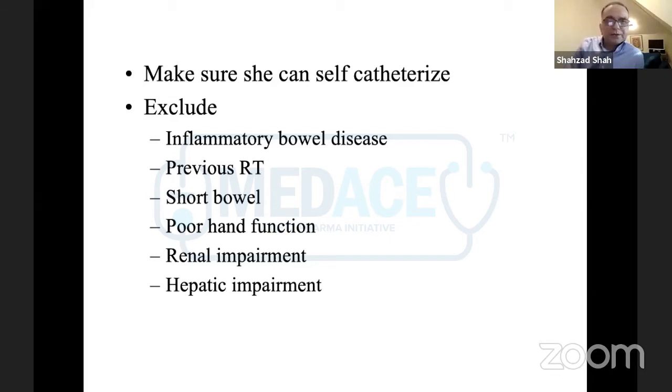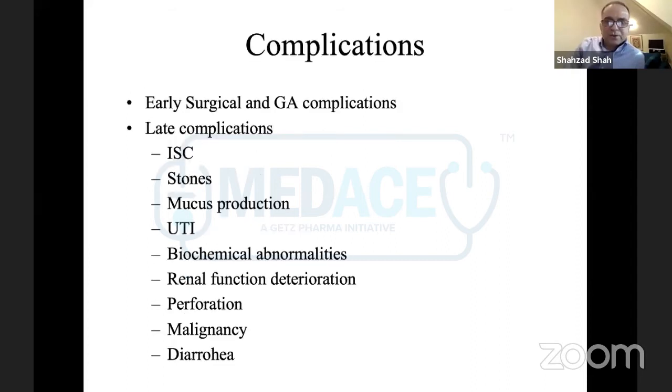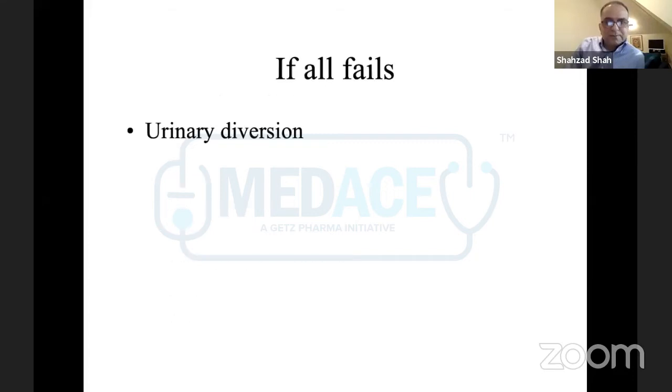Other contraindications would include inflammatory bowel disease, previous radiotherapy to the pelvis, a short bowel, poor hand function, and poor renal or liver function, as the bowel would absorb urine, and that would have metabolic consequences. Complications are early and late, and I won't delve into those at the moment. And if all fails, you would consider urinary diversion.